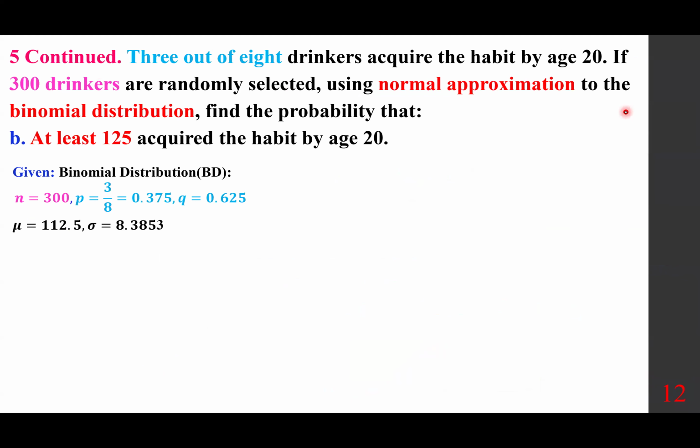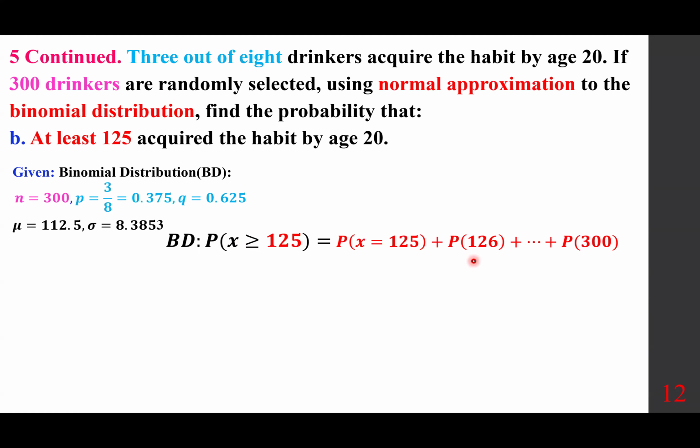So we want to continue for part B, at least 125. The same question, at least 125 required to have it by age 20, and here's the given. Now I want to go over this concept that was mentioned. First of all, binomial distribution means probability of x larger than or equal to 125, which means we want probability of x equals 125 plus 126 all the way to n, which is 300. That's the meaning of it. And this is actually the reason we use the normal approximation, because it becomes very difficult to do so.